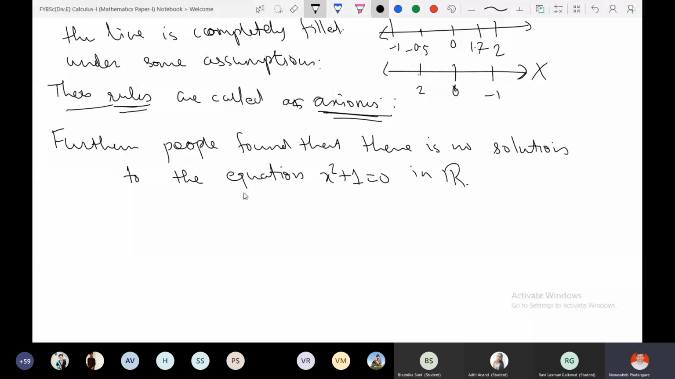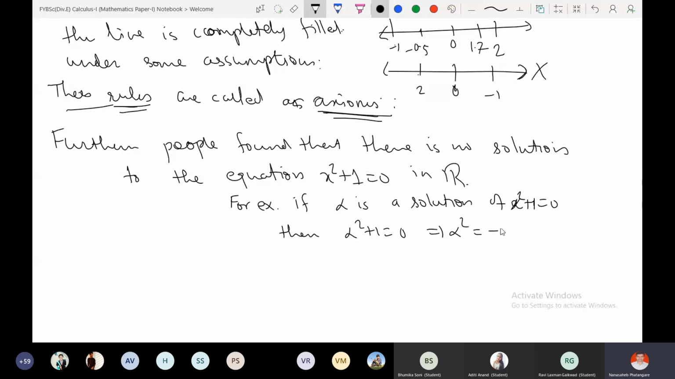Right. For example, if alpha is a solution of x square plus 1 is equal to 0. Suppose alpha is a solution of this equation. Then what will happen? Alpha will satisfy this equation. That means alpha square is equal to minus 1, which is negative, and which is a contradiction.